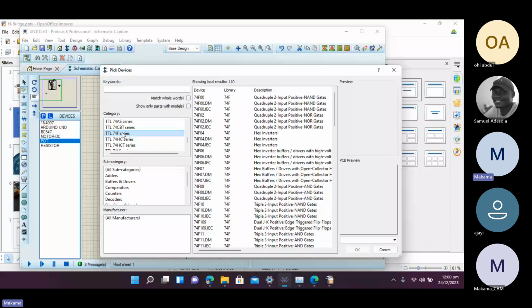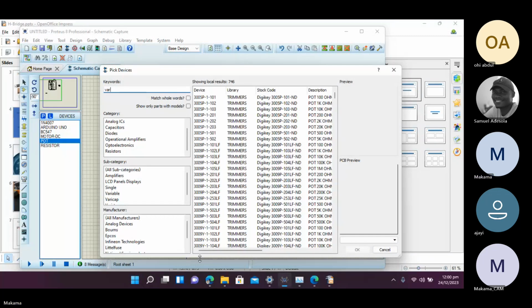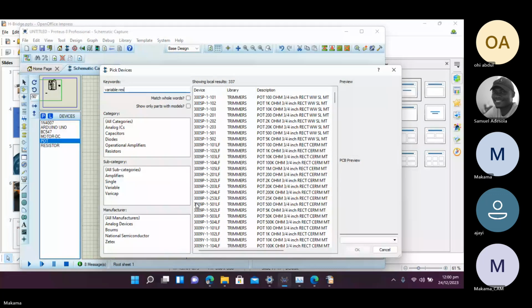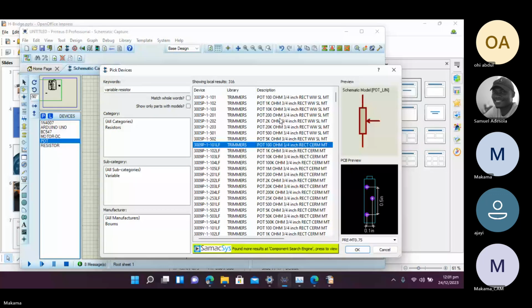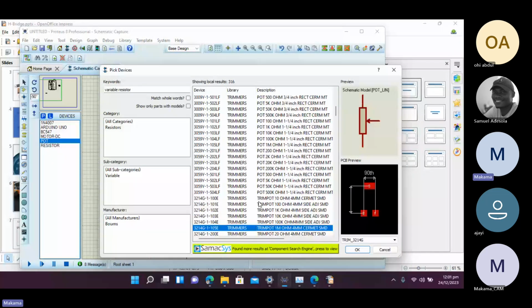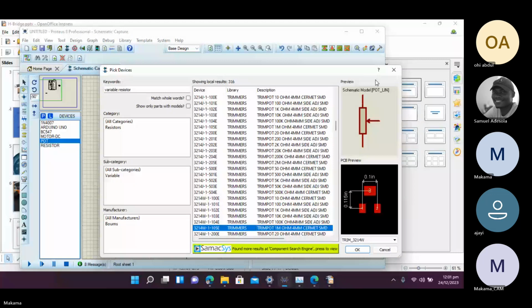Okay, let me try writing variable resistor. Nothing happens. Okay, see them, they are all schematic models. I cannot change them. There is the one that you can change, I can tell by just seeing this place. Okay, let me just not waste time.